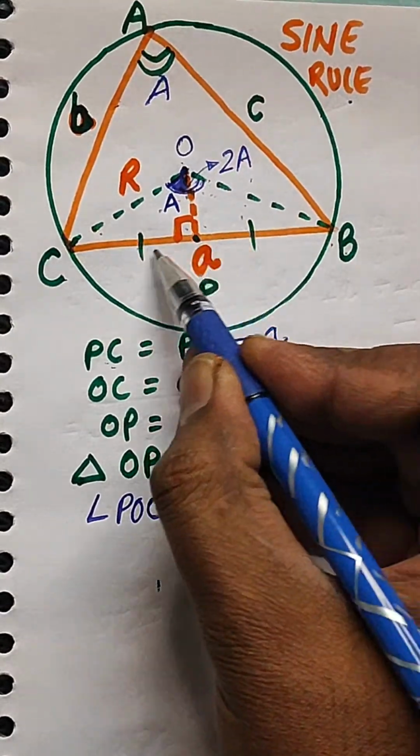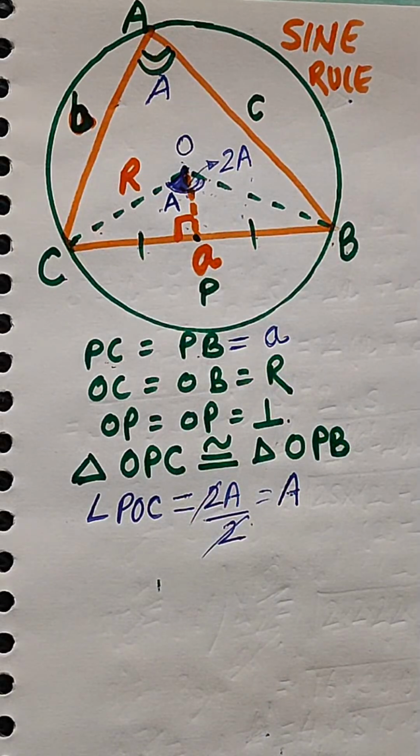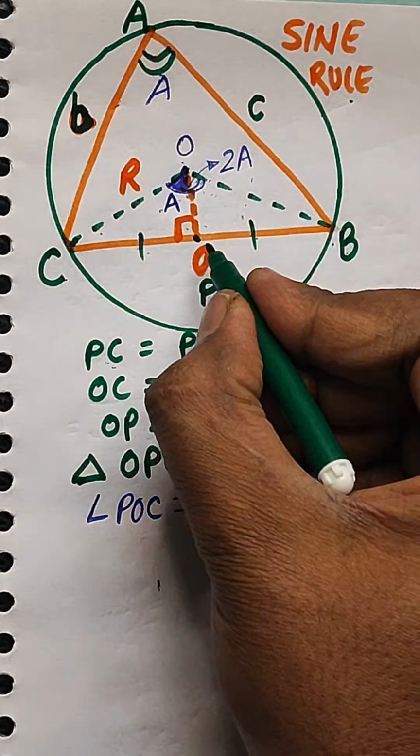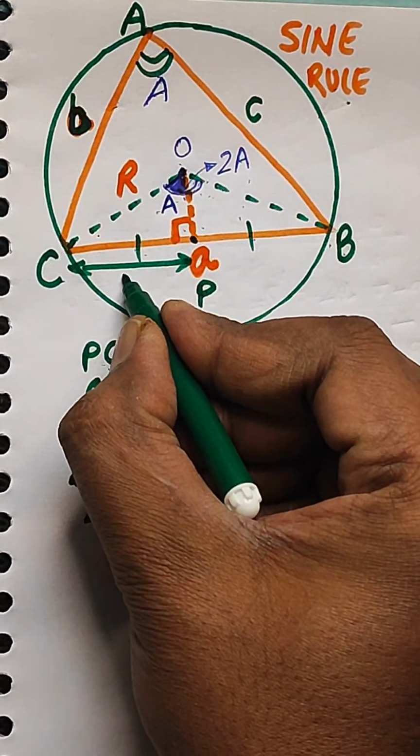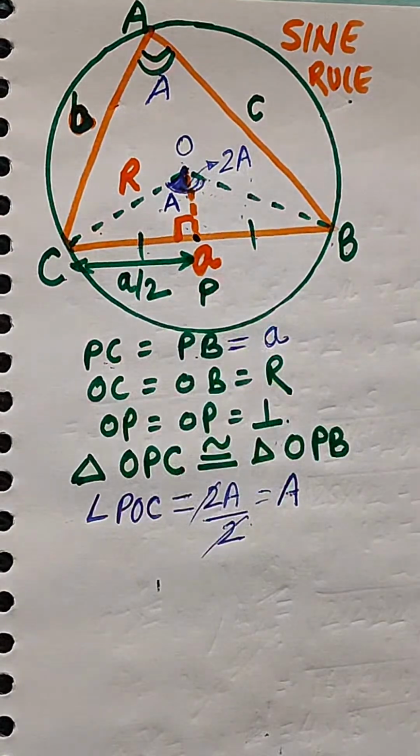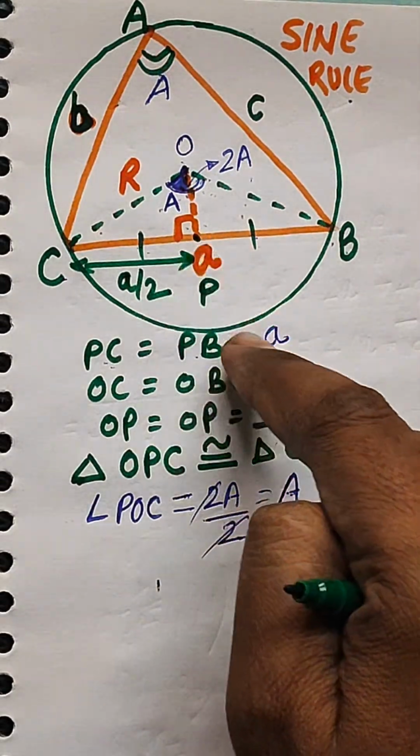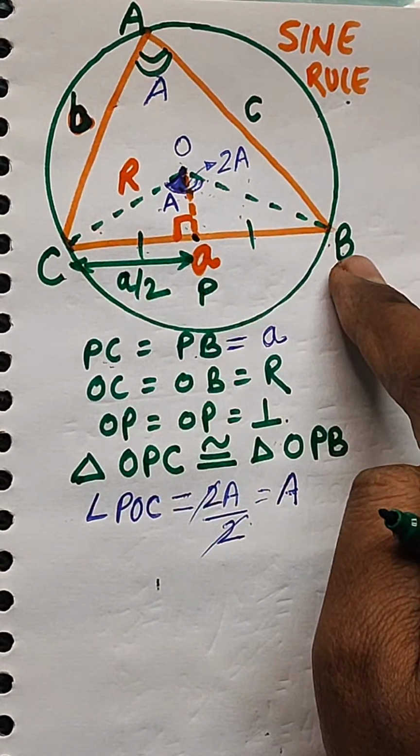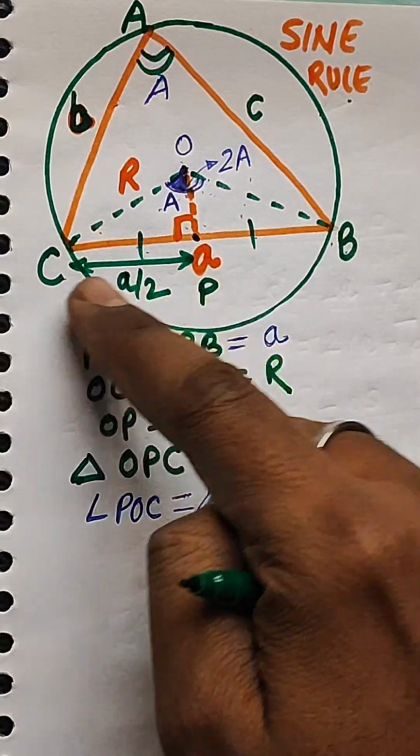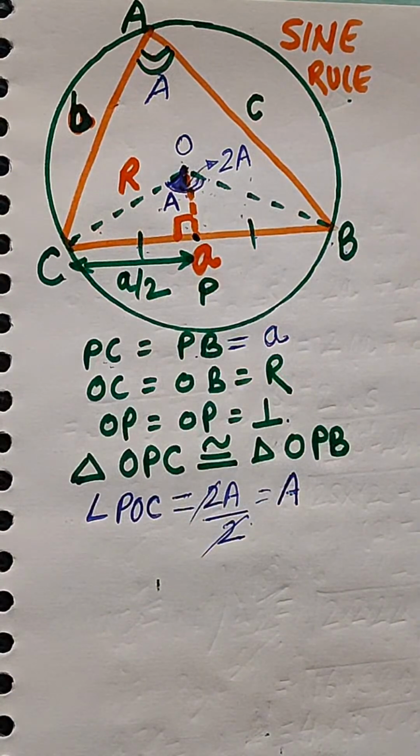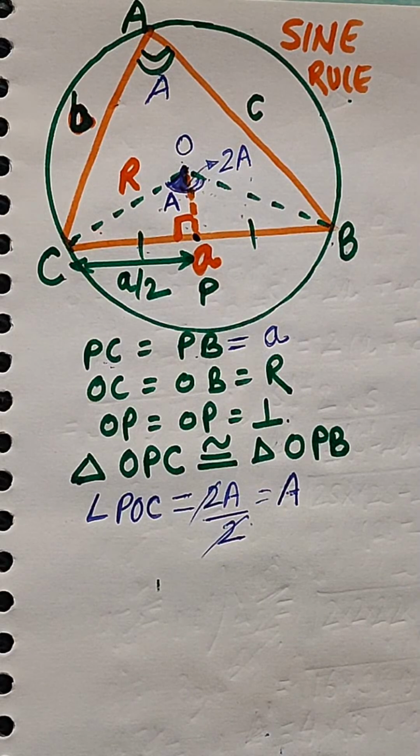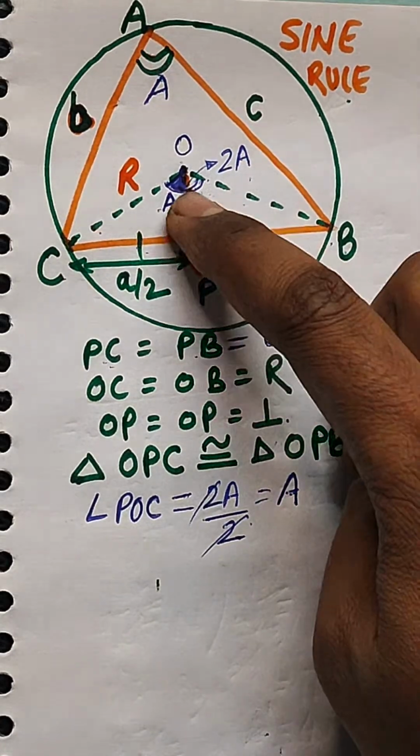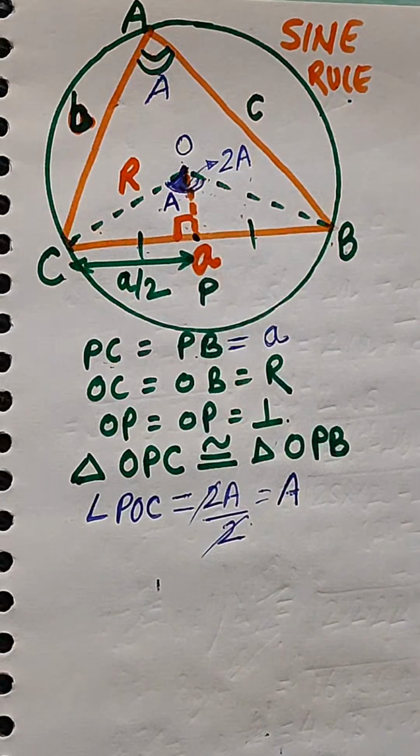If these both are equal, then definitely the length of this PC will be equal to a by 2, isn't it? As PC is equal to PB, can we write that PC is a by 2? We have already proved the congruency, my dear friends, right? So now take the sine of this angle A.